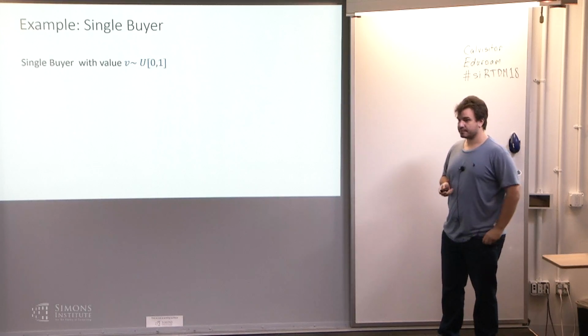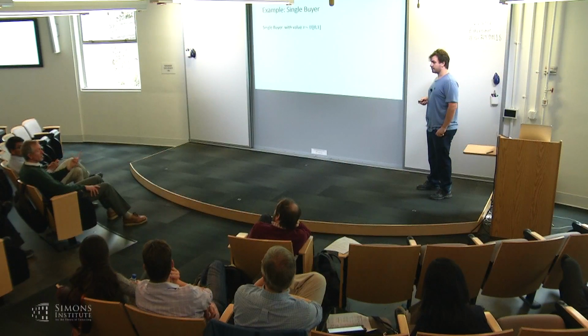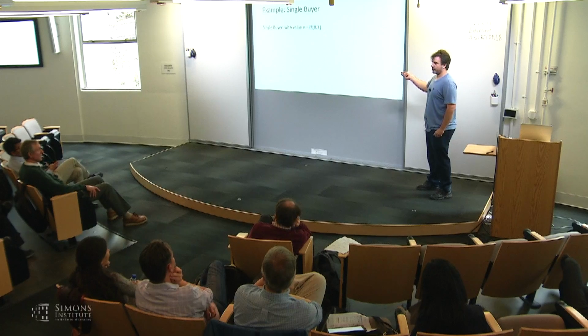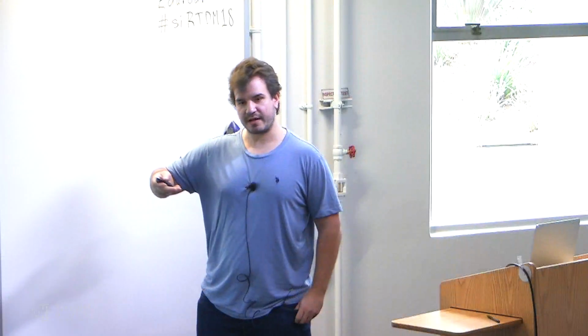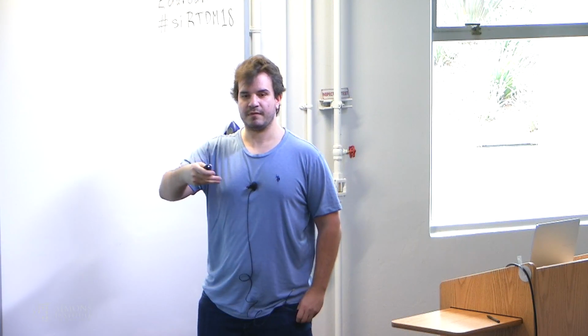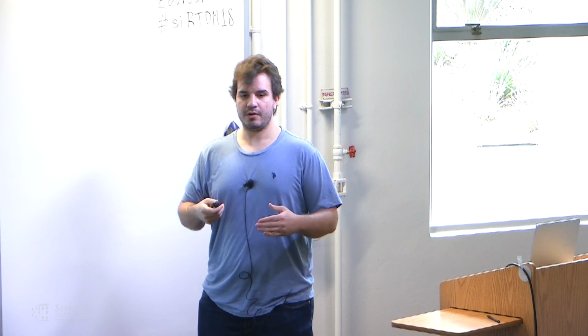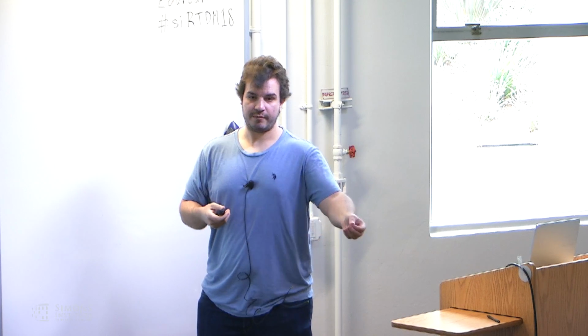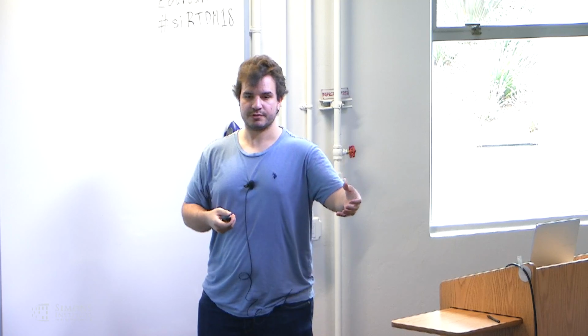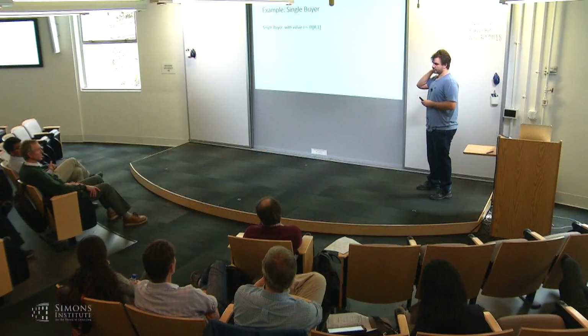Can I ask a quick question? Yes. So the buyer knows his value. Yes. So that distribution is from the point of view of the seller. In this case only the seller, but for multiple buyers, it's also going to be from the perspective of the other buyers. So each buyer doesn't know exactly the value of the other buyers. They know only the distribution. And they all agree on the distribution. Yes, we agree on the distribution.